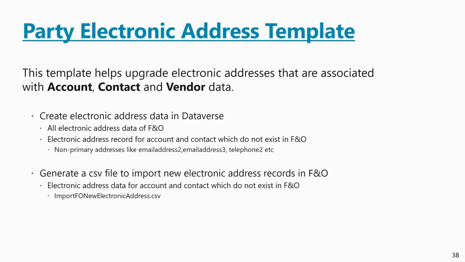The way it does it is by comparing the electronic addresses with the FNO ones. So wherever it finds matches with the electronic addresses in FNO, it updates the electronic address ID in Dataverse. For any of the new electronic addresses which do not exist in FNO, it generates a new electronic address ID which does not conflict with FNO. At the end, it generates a CSV file to import new electronic addresses in FNO.